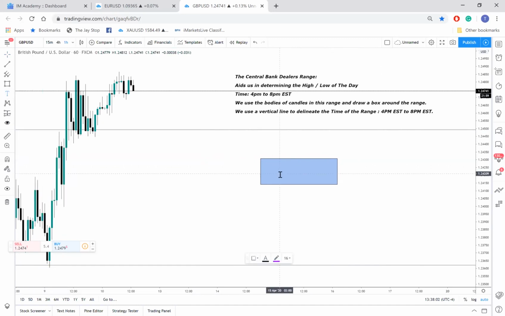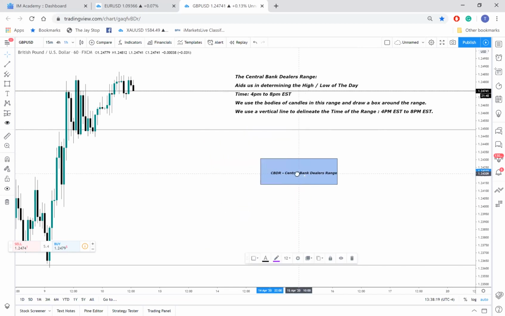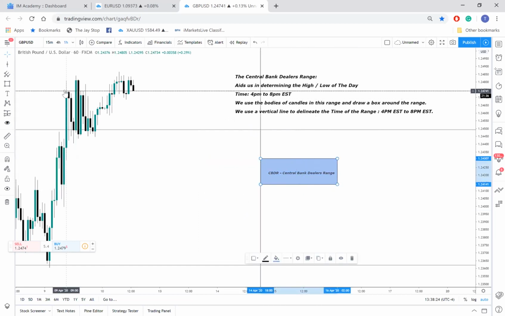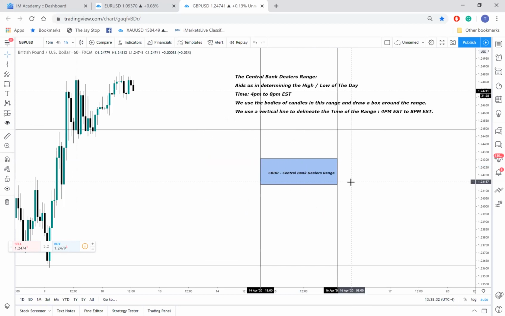This right here would be your range, right? This will be the central bank dealers range. I'm going to use that as CBDR, central bank dealers range. This would be the central bank dealers range, right? This would be 4 p.m. and this would be here 8 p.m., right?